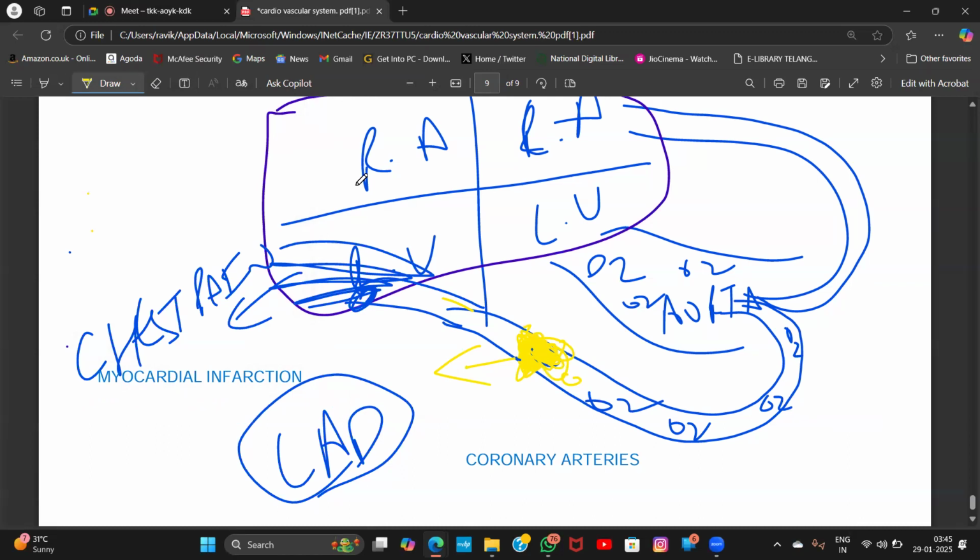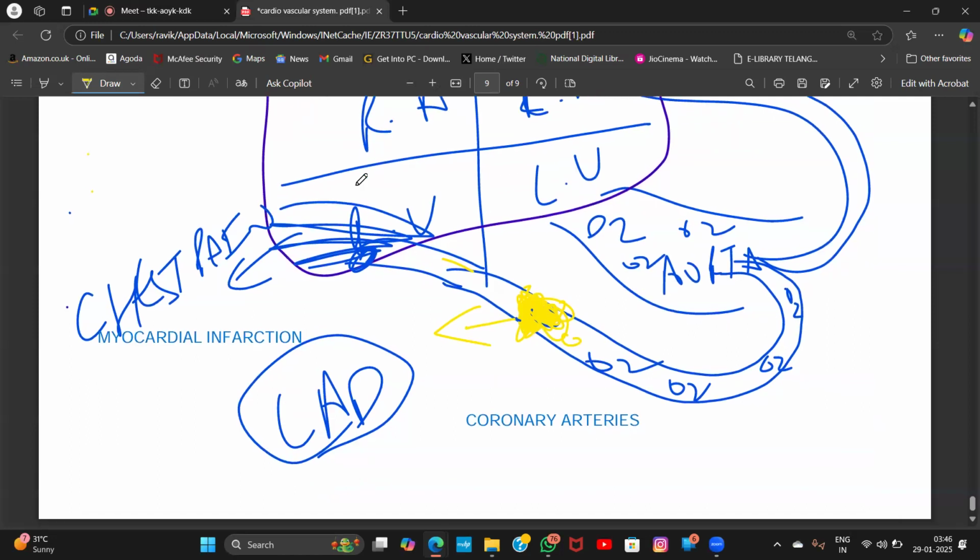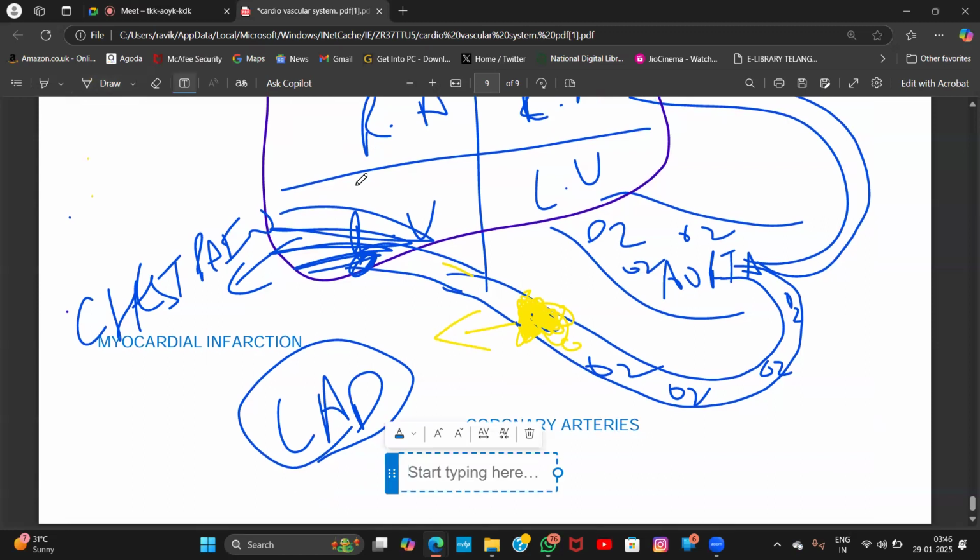It creates the blockage and causes difficulty in the supply of which blood? Supply of oxygenated blood. In this case, the physician performs a surgery called CABG. What is the surgery? CABG is nothing but coronary artery bypass graft. The surgery the physician performs is called coronary artery bypass graft.